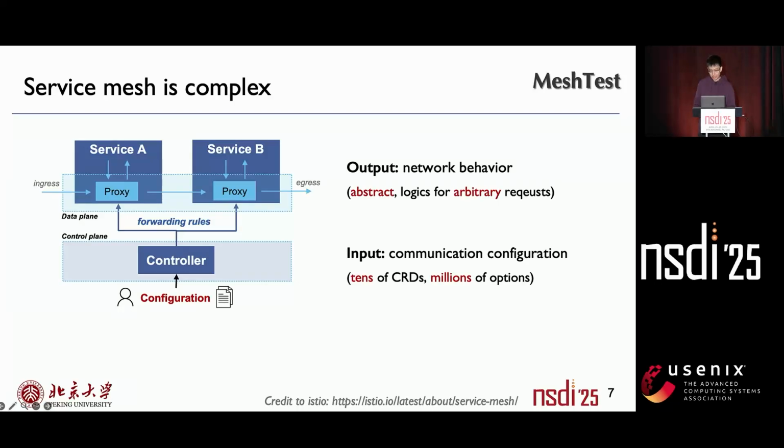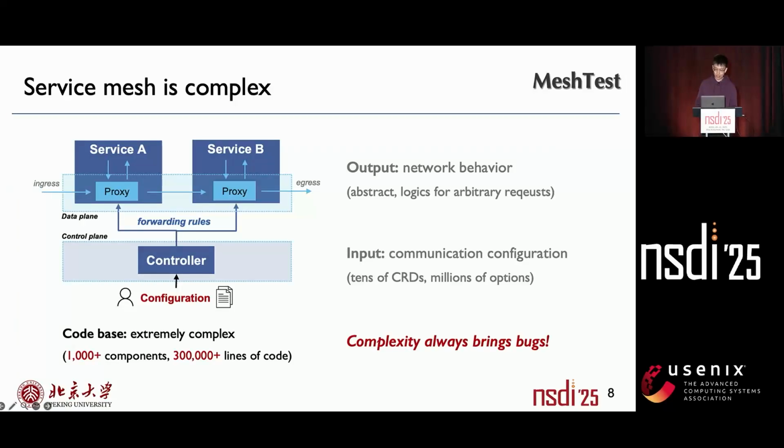The rich functionalities always bring complexity. The input of the service mesh is communication configuration, which includes tens of CRDs and millions of options. And the output of service mesh is some abstract network behaviors. It's very complex because it needs to handle any type of request in the network. Thus, the code base of the service mesh system is extremely complex. For example, Istio has more than 1,000 components and over 300,000 lines of code. But unluckily, complexity always brings bugs.